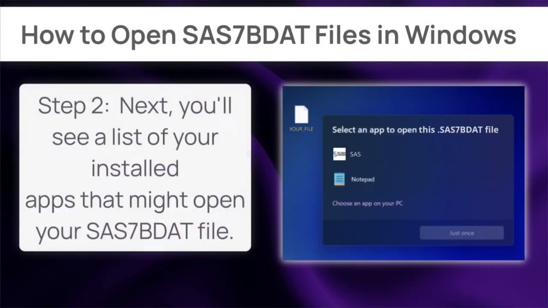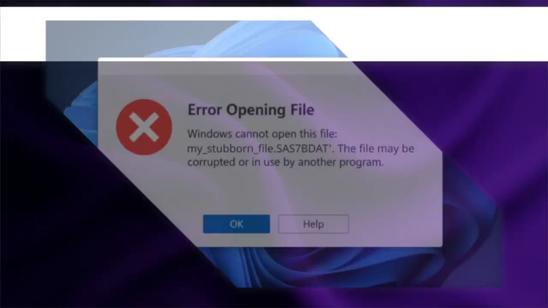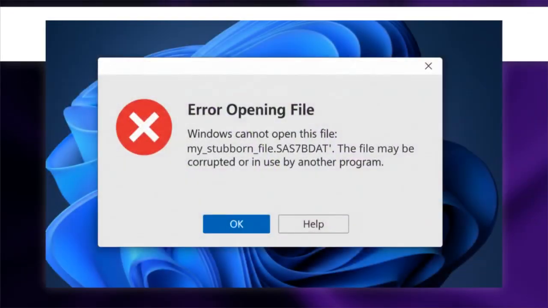Right-click the SA7BDAT file and hit Open With. Use SAS if installed. If it's not present, choose another program. We must find the correct software handler. If you still can't open the SA7BDAT file, it's okay. The primary software didn't cooperate.